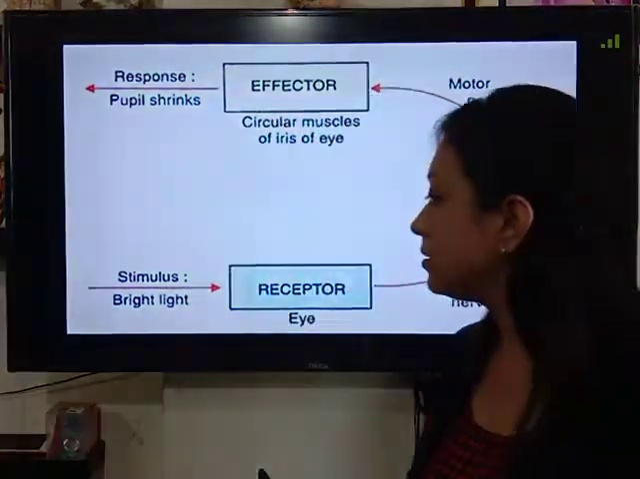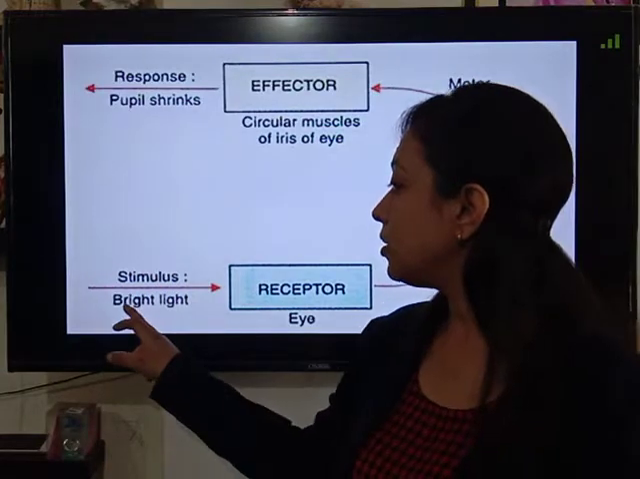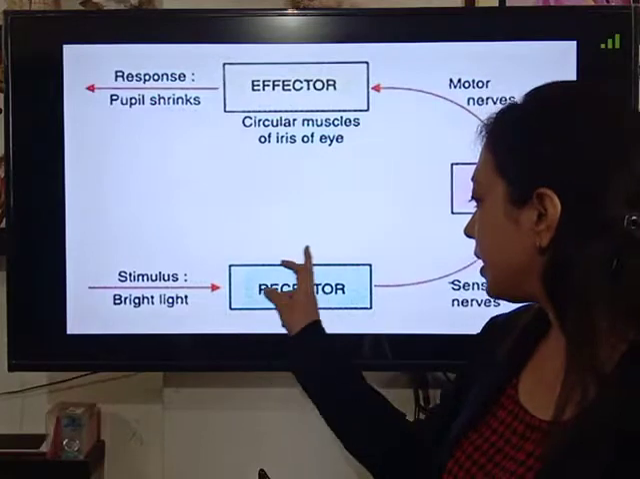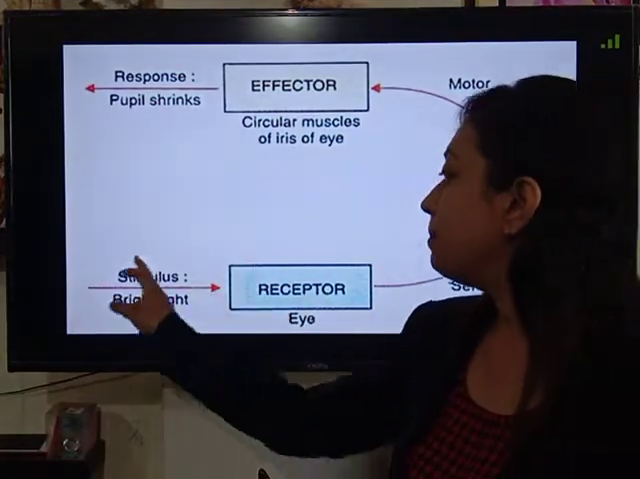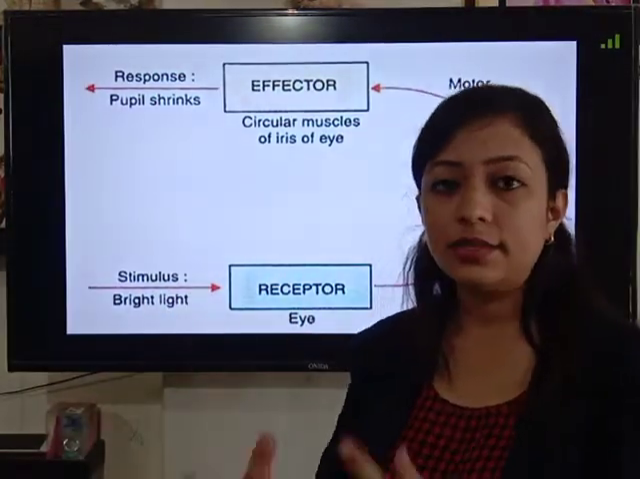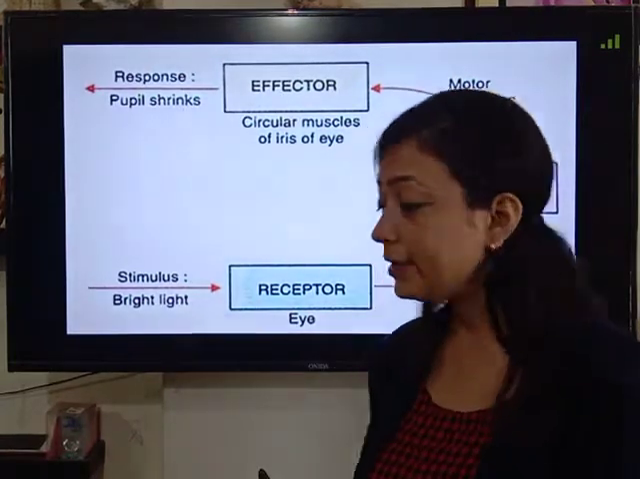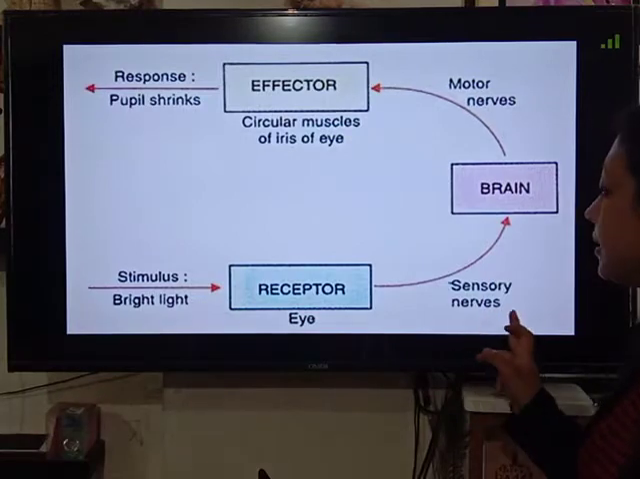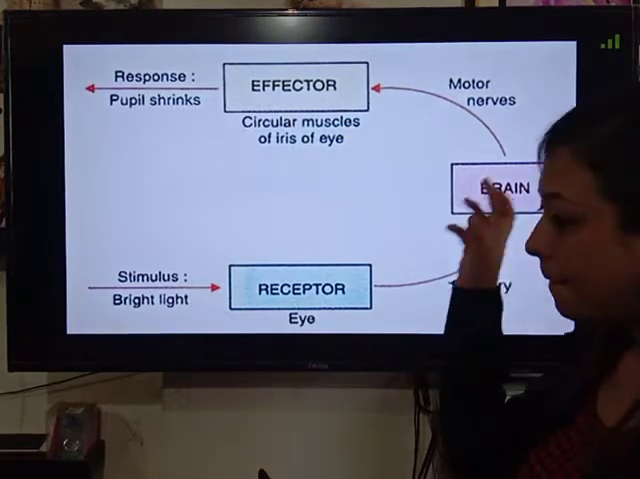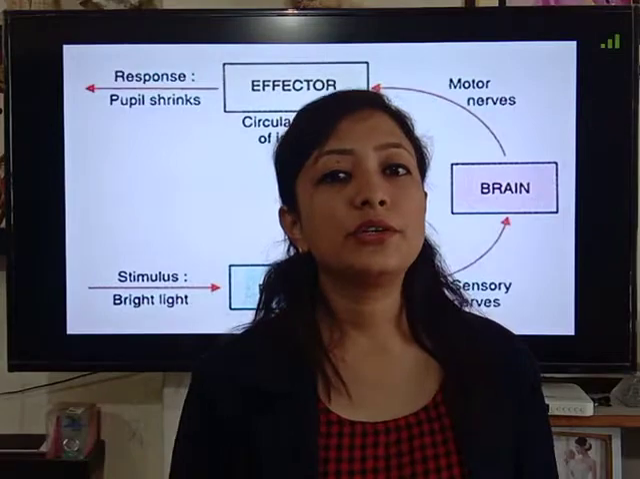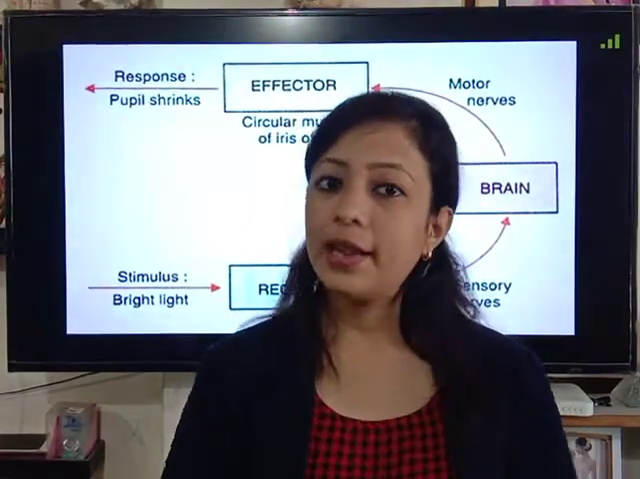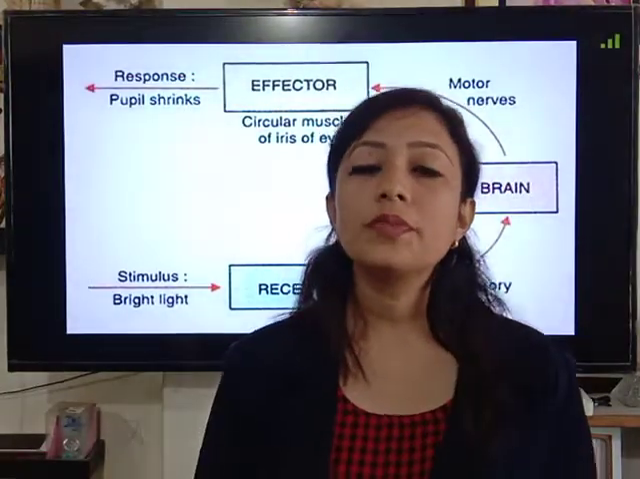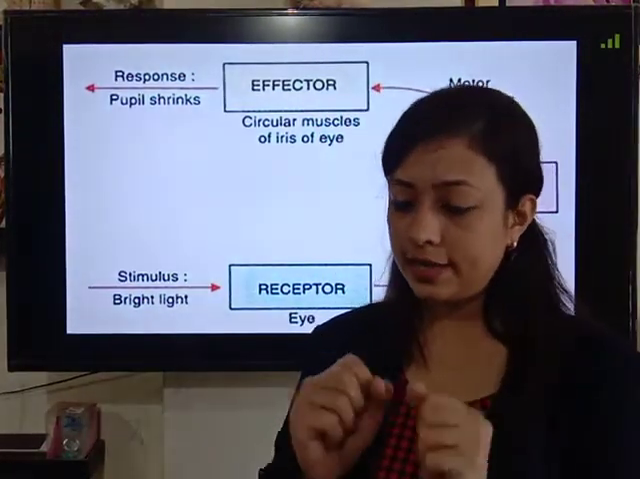Let us see what happens in this reaction. This is a stimulus called bright light. The photoreceptors present in our eyes detect the message that the light is very bright, and then the message of the bright light travels through the sensory nerves up to the brain, as part of the central nervous system. In the brain, the message of bright light is converted into the contraction of the iris muscle.